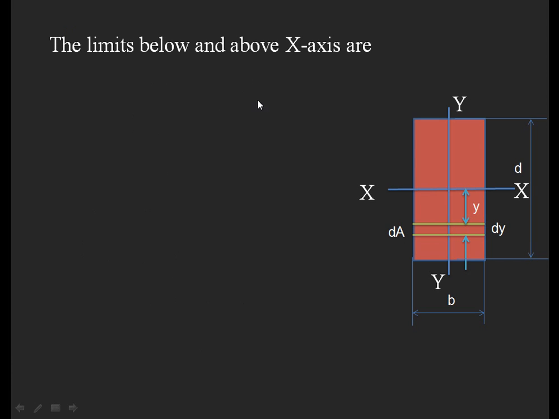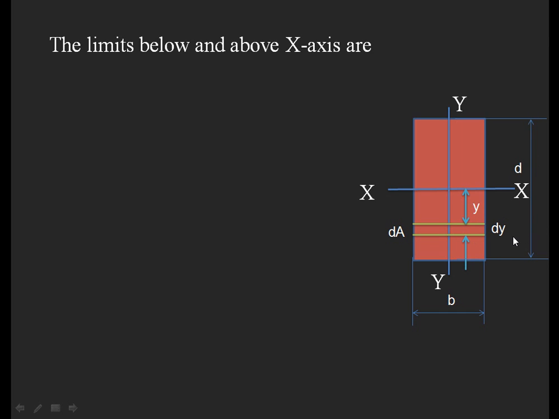Next we go for finding the limits. The limits we can take below and above the x-axis, because we have taken the area with respect to the x-axis, and we are finding the moment of inertia also with respect to the x-axis only. So the limits we have to take from the below dimensional value to the above dimensional value, where below the x-axis is negative, and the whole dimensional value is d.